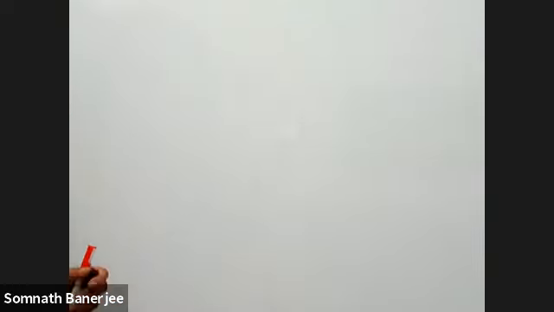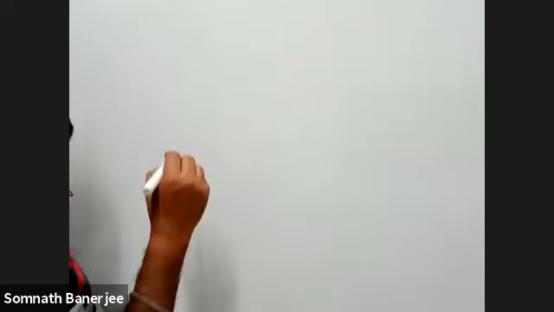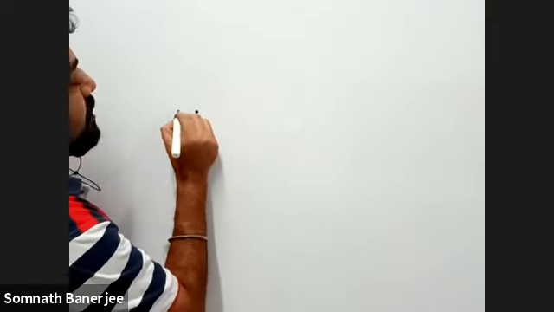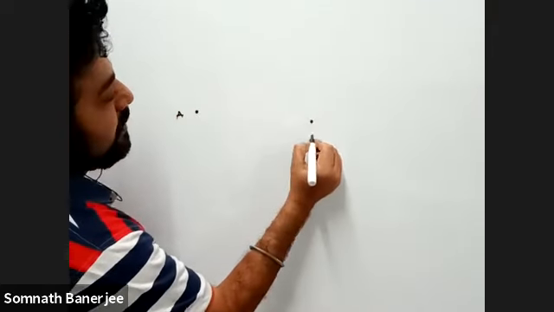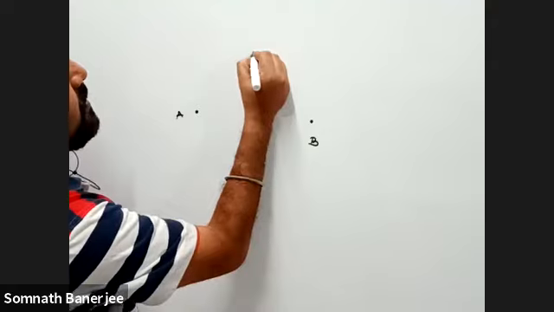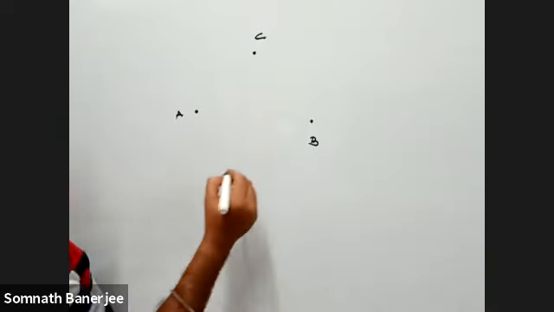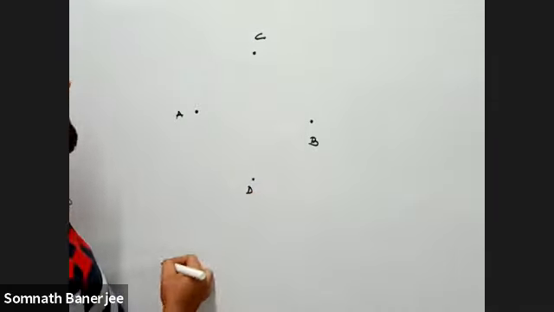So now the most important is Wheatstone Bridge. Suppose A is one point, B is one point, C is one point, and D is another point.